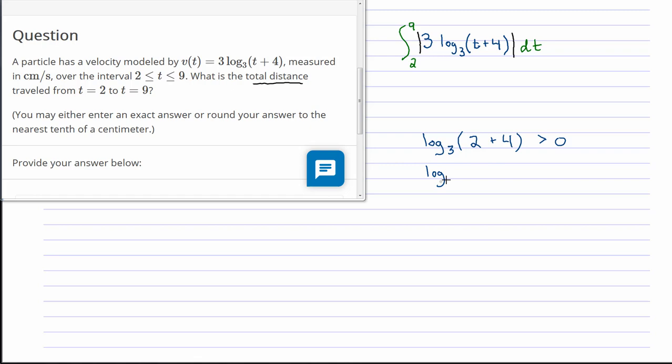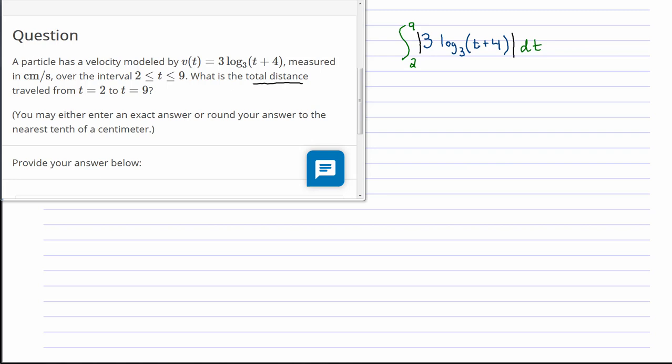And likewise, what's log base 3 of 9 plus 4? Well, that's also a positive number, because I'm putting in 9, the upper limit. So the moral is this logarithm is always positively valued on this interval. So those absolute values are not necessary. Well, theoretically they're necessary, but in practice they don't change anything. So we might as well make our life easier in this problem by getting rid of them.